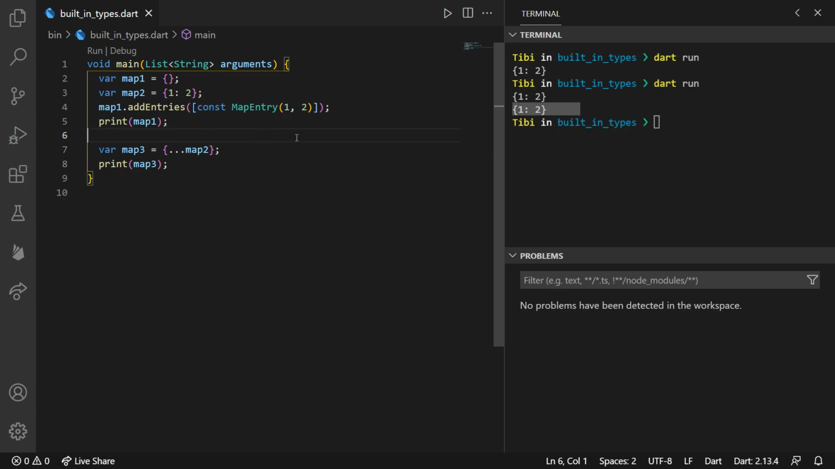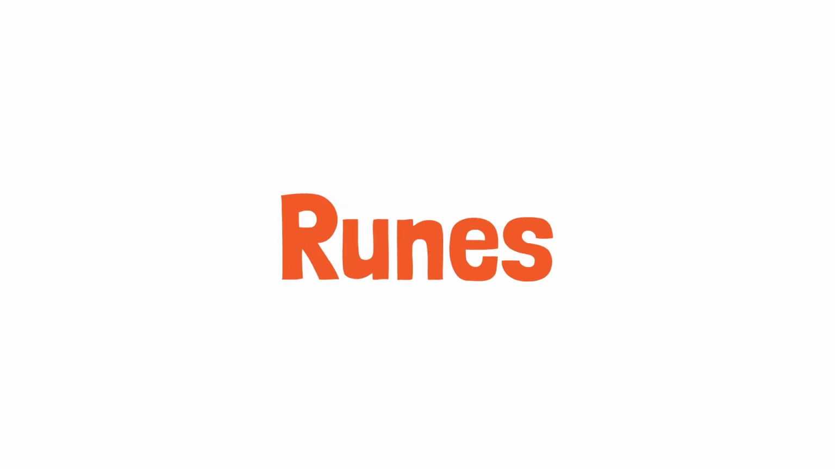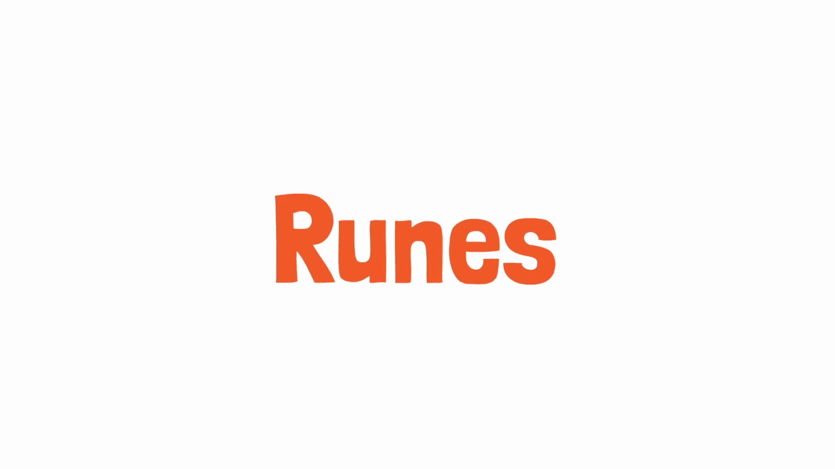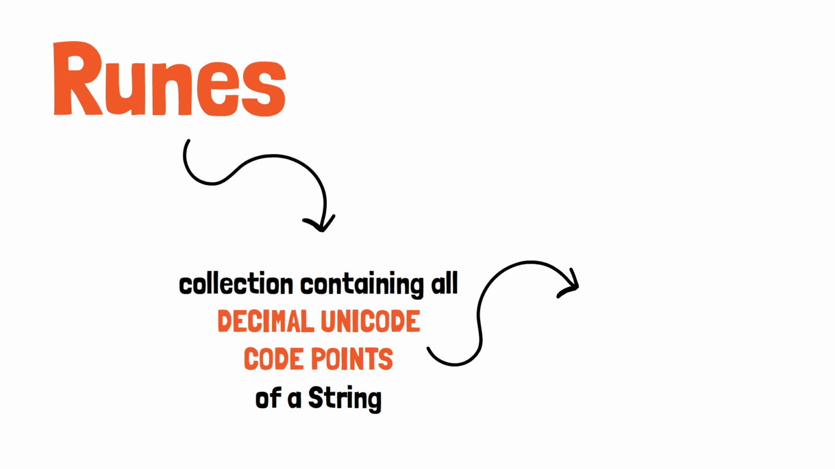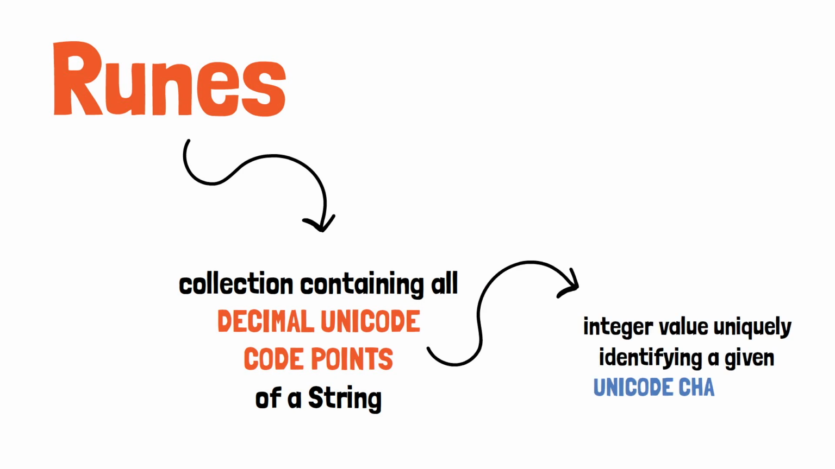It's finally time to move on to a not so well-known Dart built-in type. Have you ever heard about the runes type? If not, stay tuned because we're going to cover it right now. Basically, runes are a collection formed out of all Unicode decimal code points of a string. A code point is an integer value that uniquely identifies a given Unicode character from inside a string.